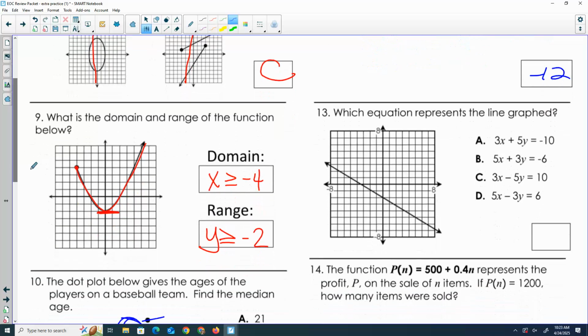All right, number 13. What would probably be the easiest option for doing this on the EOC? Go to Desmos. All right, everybody pull that up. So everyone Chromebook out, Desmos open, please.